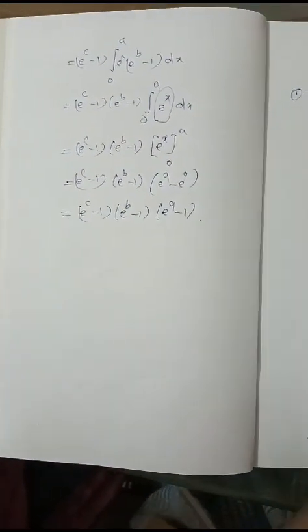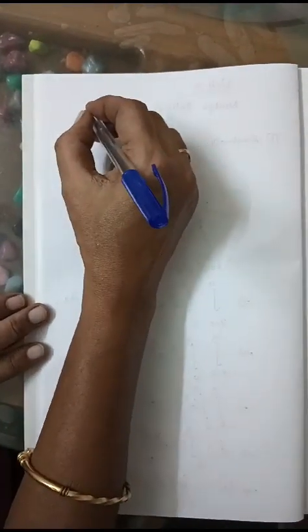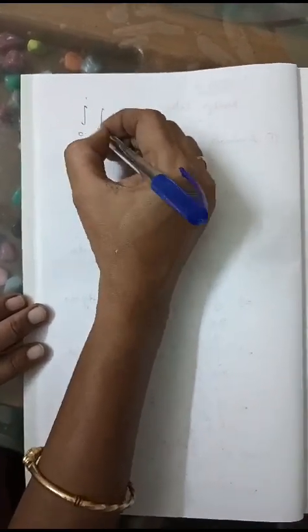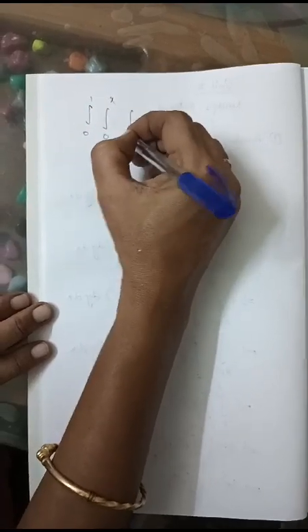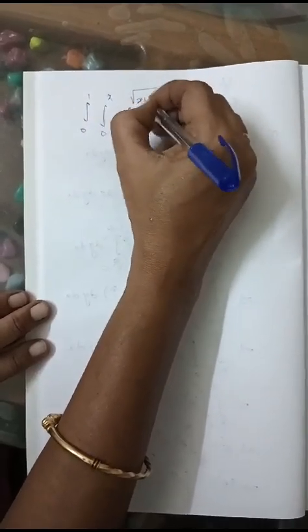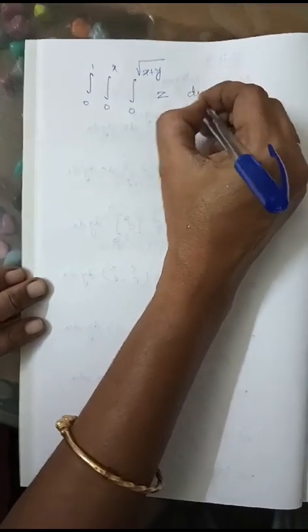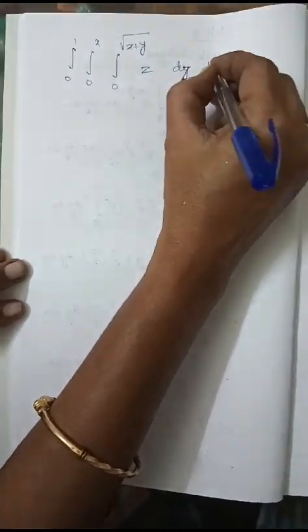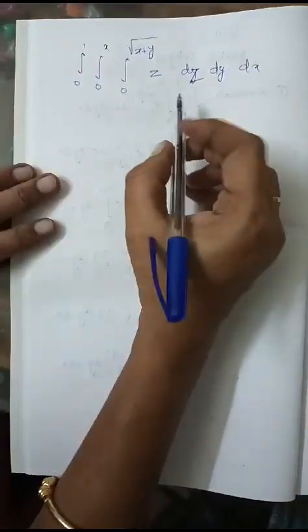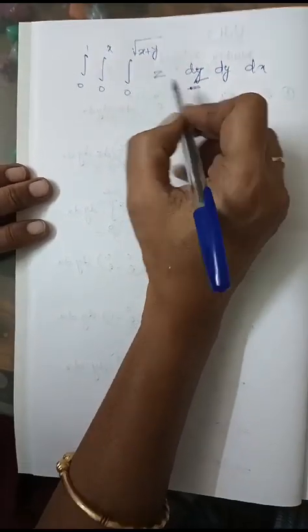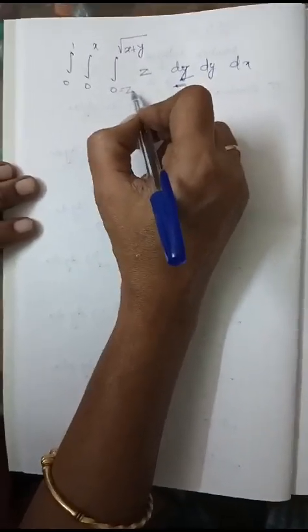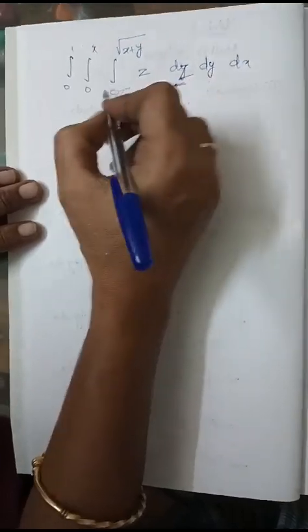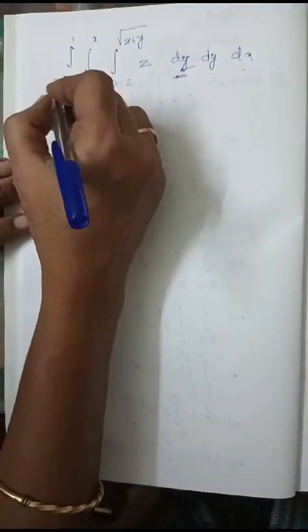The next problem, in triple integral: evaluate integral 0 to 1, integral 0 to x, integral 0 to square root of x plus y, dz dy dx. First, this is dz, therefore the inner integral limit is the z limit. Second one is dy, therefore the next integral limit is y. Last one is x, the outer integral limit is the x limit.